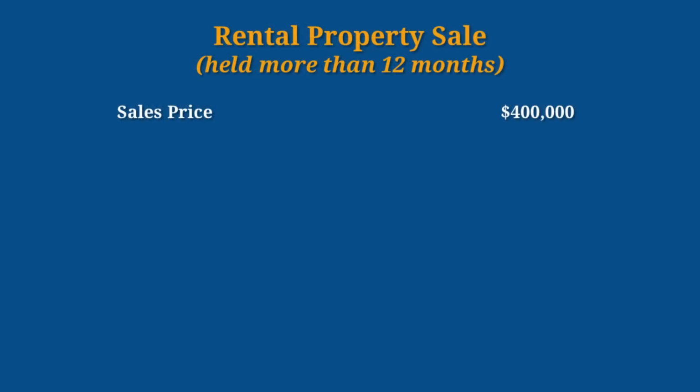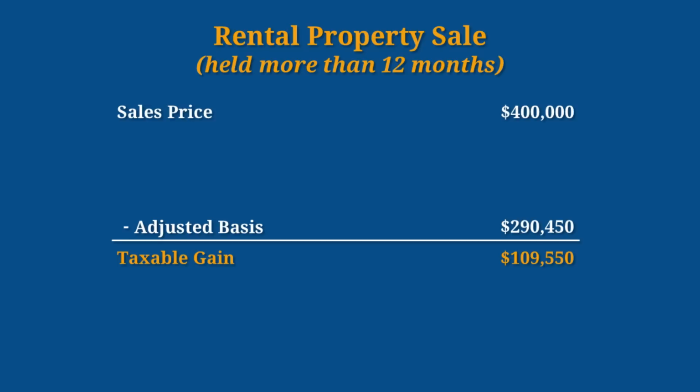Anyway, assume it's 10 years after you bought it and you sell it for $400,000. And your adjusted basis at that time is $290,450. That means your taxable gain on the sale is $109,550. Let's back that up a second, because we have to dig into where the adjusted basis came from.